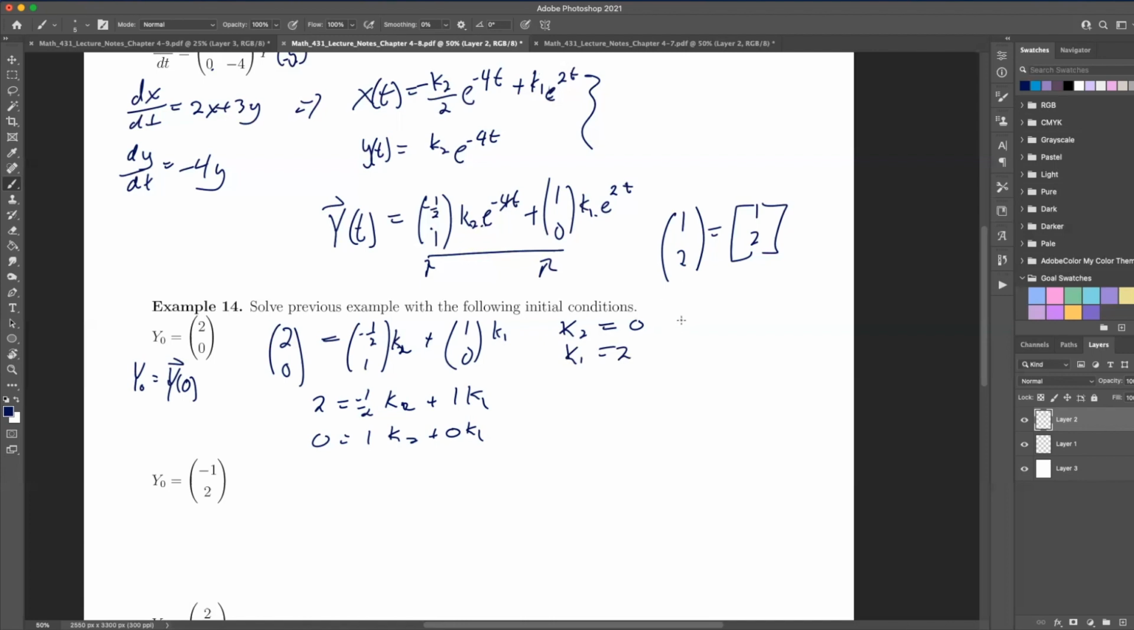And so our solution in this case, y of t, is just equal to 2e to the 2t times 1, 0. So that is our solution.